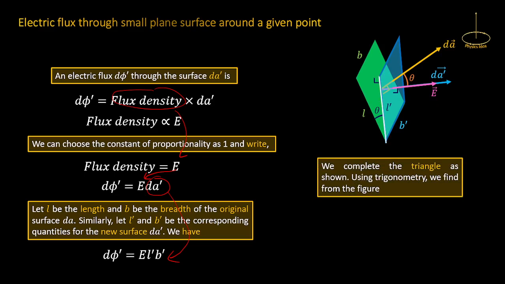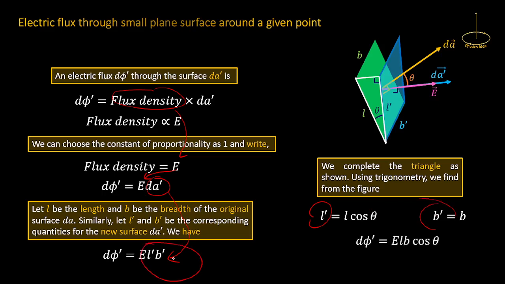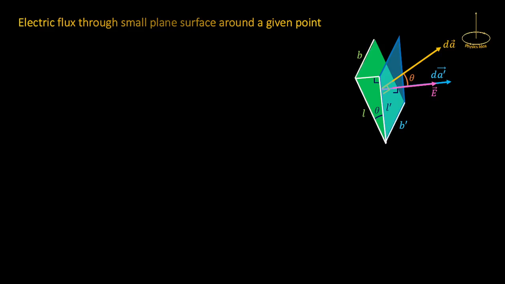We complete the triangle as shown. Using trigonometry, we find from the figure L dash equal to L cos theta, B dash is equal to B. Substituting for L dash and B dash in this equation, we get d phi dash equal to E LB cos theta. LB is the product of length and breadth of original area, which we denote as dA, and we get d phi dash equal to E dA cos theta.